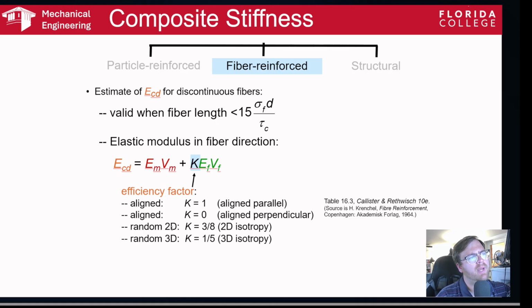Also, if we have a randomized 2D system, two-dimensional system, we say K is equal to 3/8. We call it 2D isotropy. And then if we have a random 3D system, K is equal to 1/5. It's actually less if it's a 3D system. So you give up a little bit. You actually give up some things when you're talking about a randomly oriented fiber orientation.